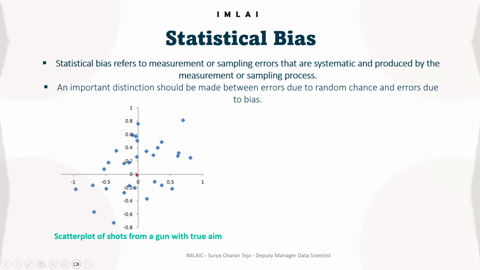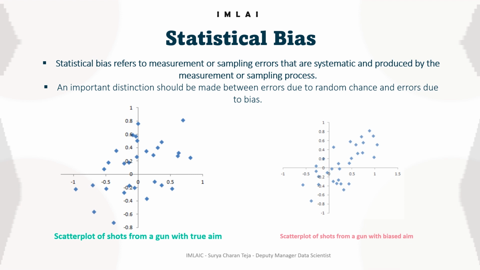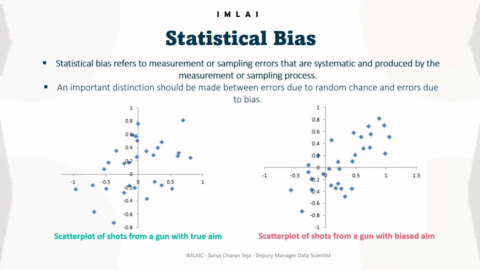With true aim. Okay, so now let's look into another picture. This picture is the representation of a scatter plot of shots from a gun with biased aim. The results shown in this picture show a biased process. There is still a random error in both the x and y direction, but there is also a bias.